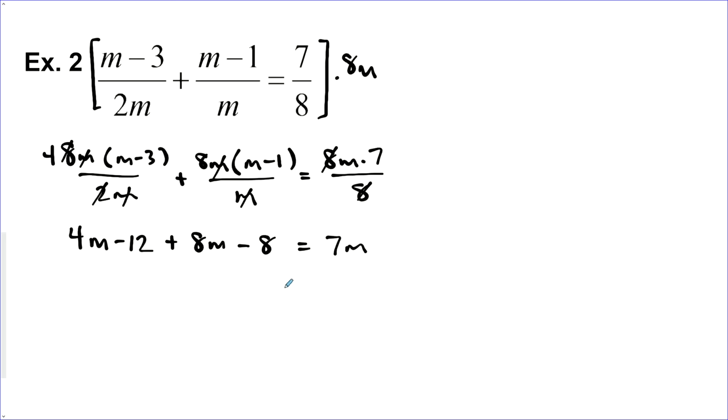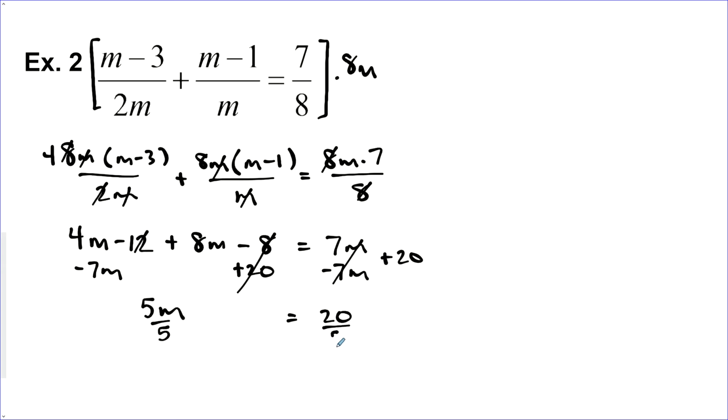Now we need to decide which side we're going to collect up our m's and which side we're going to collect up our numbers. And it doesn't matter. I'll collect up the m's on this side since there's more of them on the left. So minus 7m on that side and this side. That gives me 12m minus 7m is 5m's. And then I've got a minus 12 and a minus 8, so that's minus 20. So to get rid of that, I'll add 20 on both sides. So I get 5m equals 20. And then divide by 5. That means m is equal to 4.